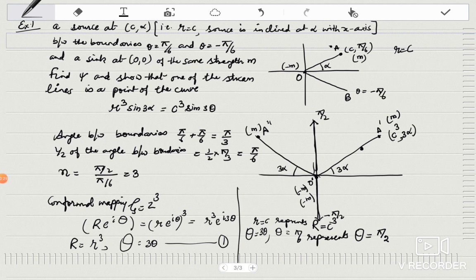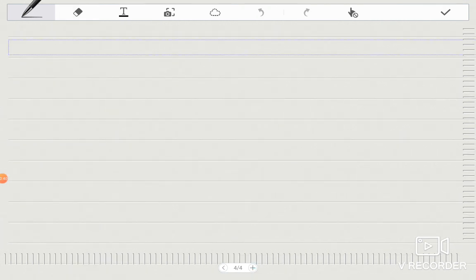Now we write about the complex velocity function. Now what do we have? We have number one, a source at C cube e^(3iα) of strength M. We should write it like this first.